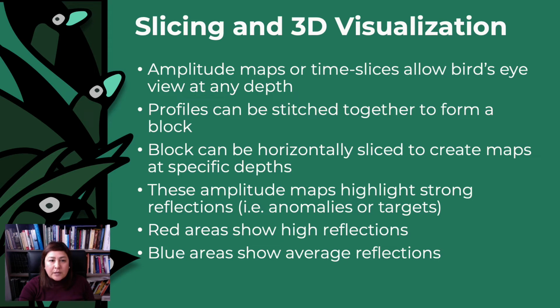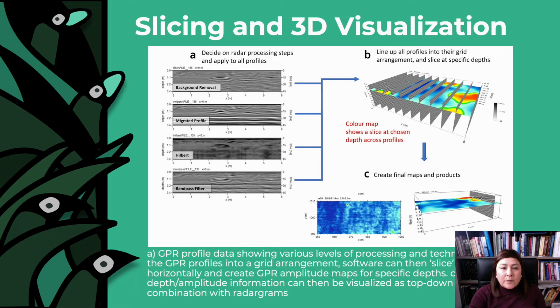These amplitude maps or time slices highlight strong reflections at specific places within the grid, often called anomalies or targets, which can correspond to specific features of interest. By default, red areas of the map show unusually high reflections, while blue areas typically show average background reflection strength, and scaled colors show reflection strengths in between the background average lows and the high peaks. The various software packages have different ways of creating slices, and there can be quite a few user decisions to be made when generating them. Therefore, this step is best undertaken by someone with experience with the software being used.